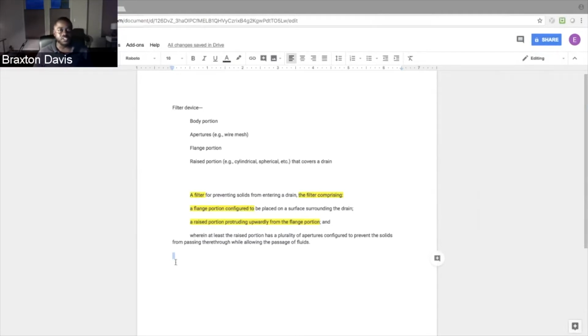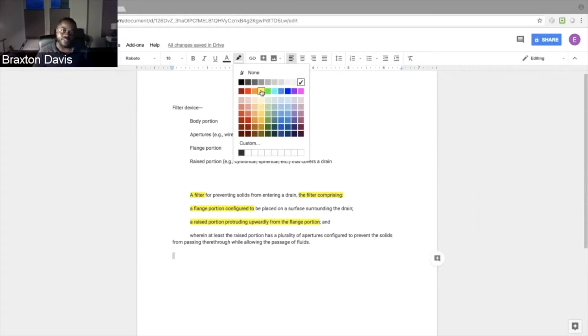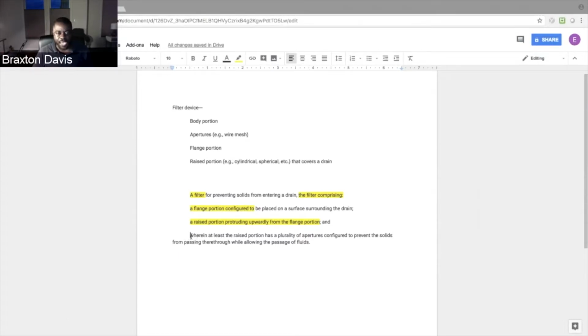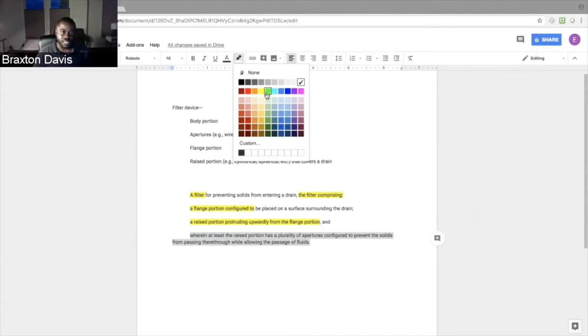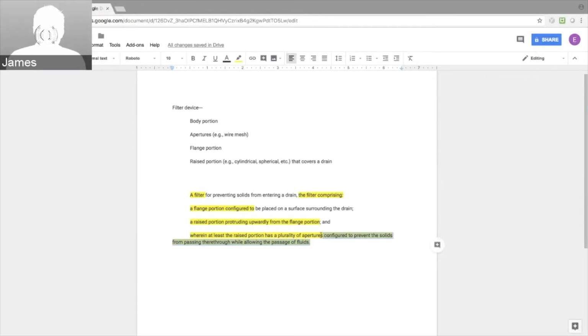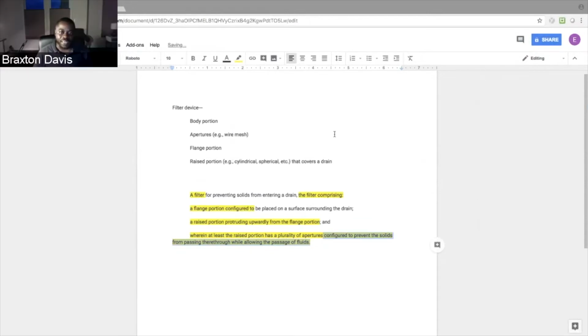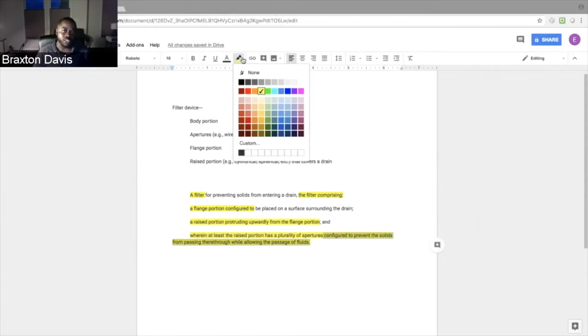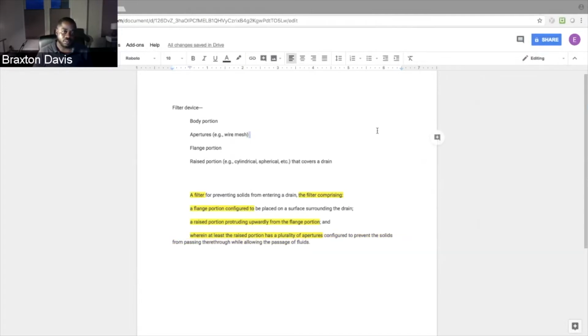So in understanding that, I drafted my last novel aspect of the filter more broadly by saying that at least the raised portion has a plurality of apertures. So by drafting the claim that way, the claim is drafted in a way that does not necessarily require that the flange portion also has apertures. Does that make sense? Yeah.